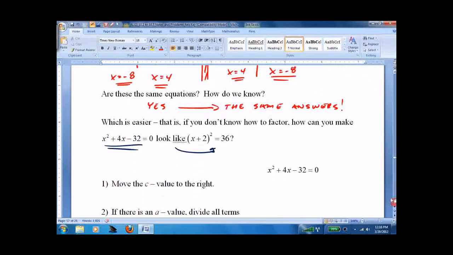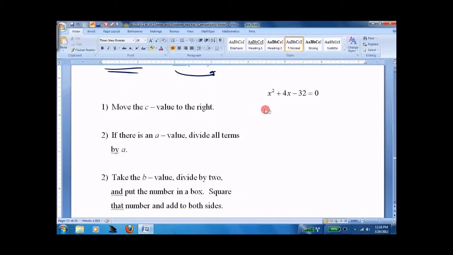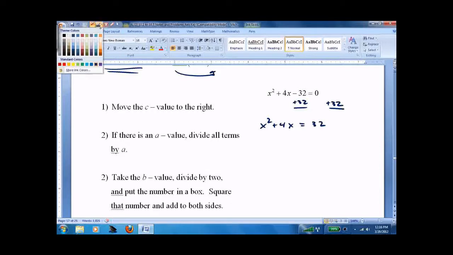And I wrote it down as steps. It's tricky. Watch out. So, first things first, move the c value over. Now, we're going to go through some steps here. This is how we complete the square.